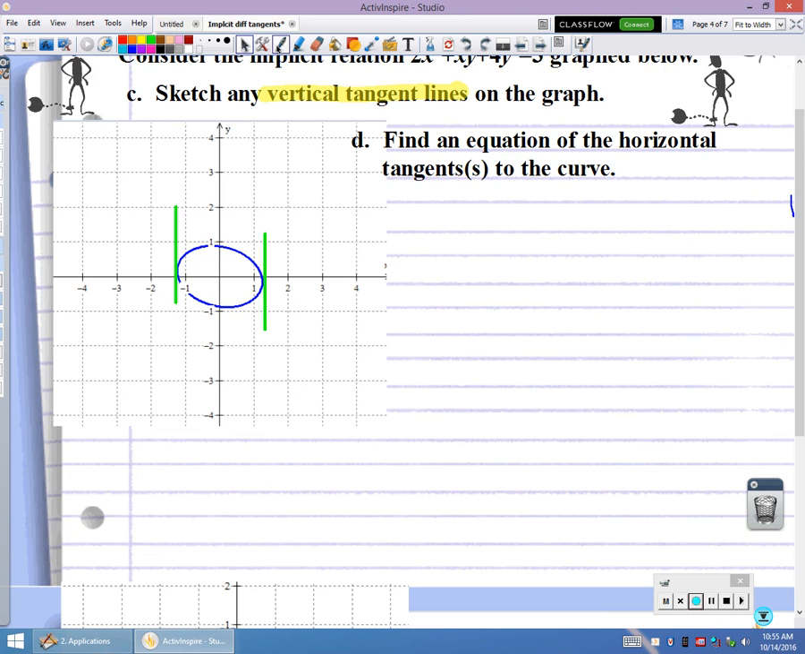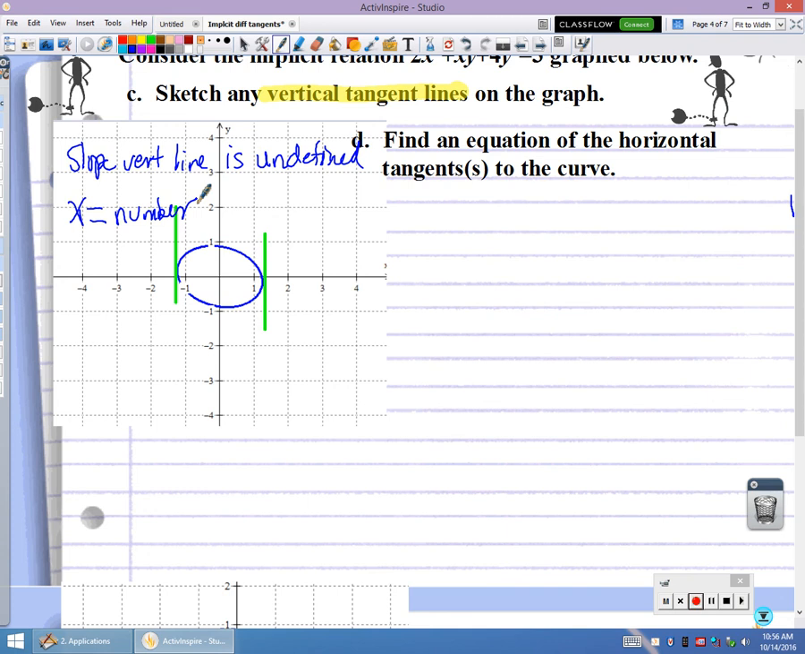So let's talk about vertical lines. We know that the slope of a vertical line is undefined. And we know that the equation of a vertical line is x equal to a number. So that's what we're looking for. We know we're looking for 2. It's not always 2, but in this case, we were looking for 2 horizontal tangents and 2 vertical tangents.